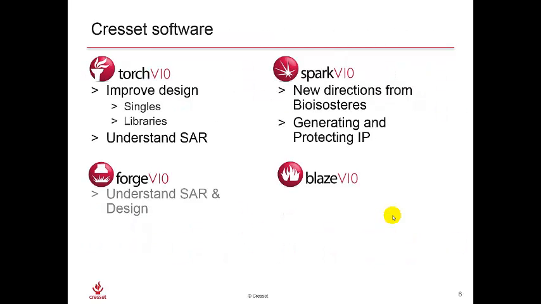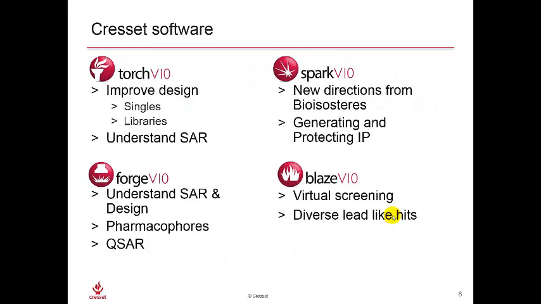We do these comparisons with 4 products. Blaze is our virtual screening application. Spark is used for bioisosteric replacement and scaffold hopping. Torch and Forge are both used for design and understanding structure-activity relationships. Torch is very much a medicinal chemistry tool. Forge is a computational chemistry tool, which includes additional functionality over what's included in Torch.